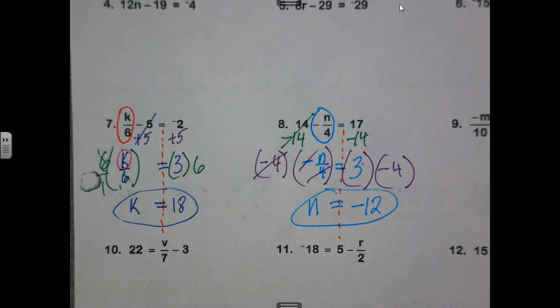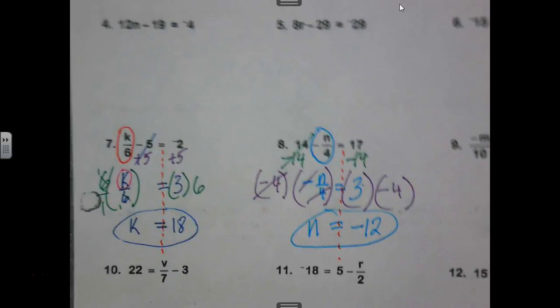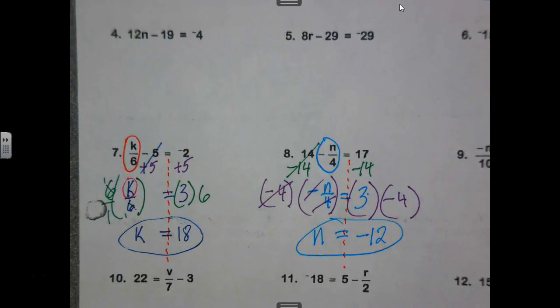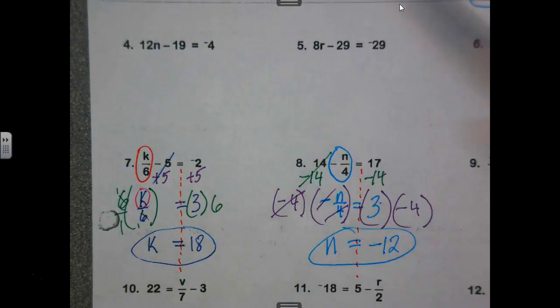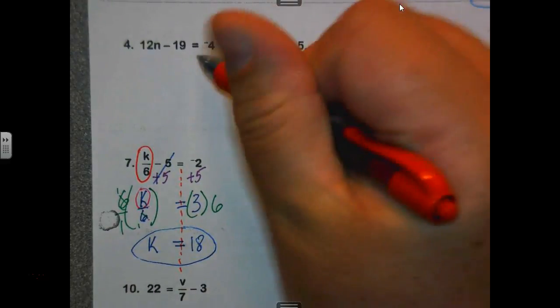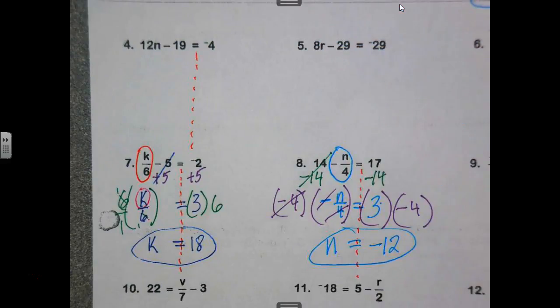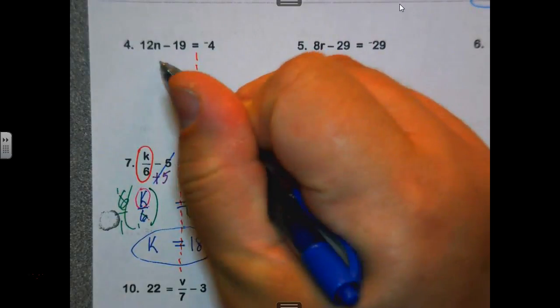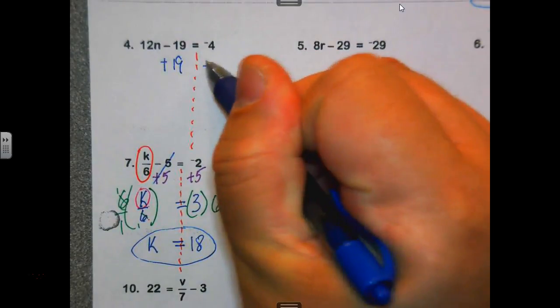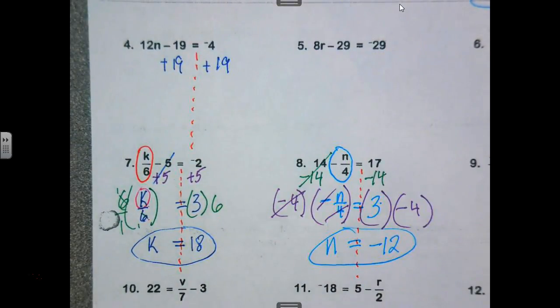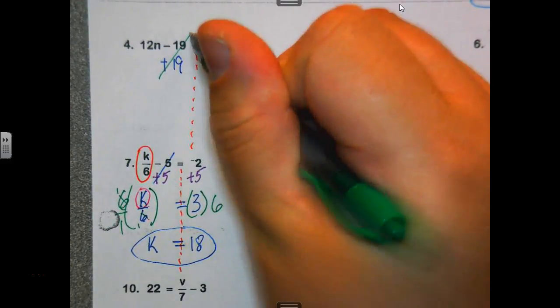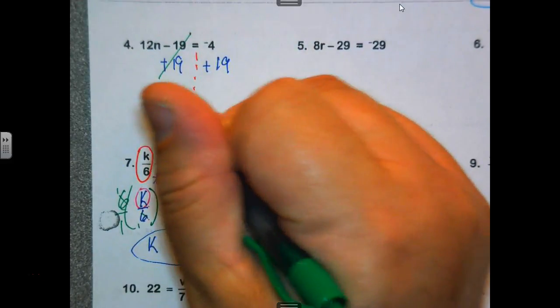Questions? I have a request for number 4. I'm going to put my dotted line in. See, I'm going to add 19 to both sides. These add up to 0. I'm bringing my 12n down.